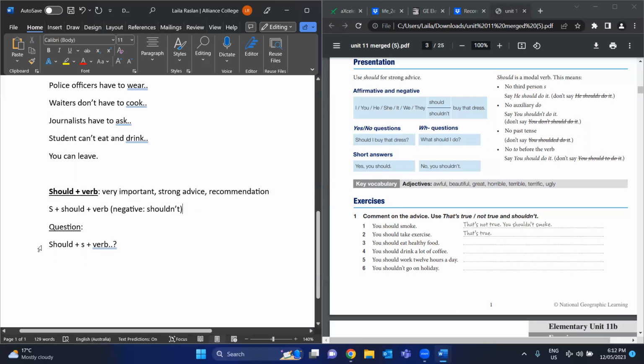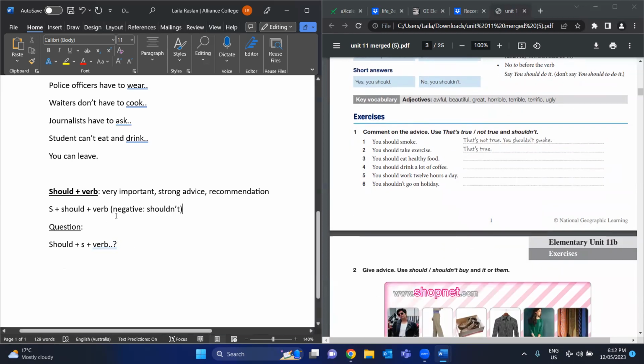If I want to make a question, again, we start with the verb. Should I speak to my grandfather about whatever? Like I'm asking a question to someone. Should I do this? They will tell me, yes, you should. No, you shouldn't. So the answer is easy. Take the verb, yes, you should, no, you shouldn't. Let's practice them and then we'll practice some of our own sentences.